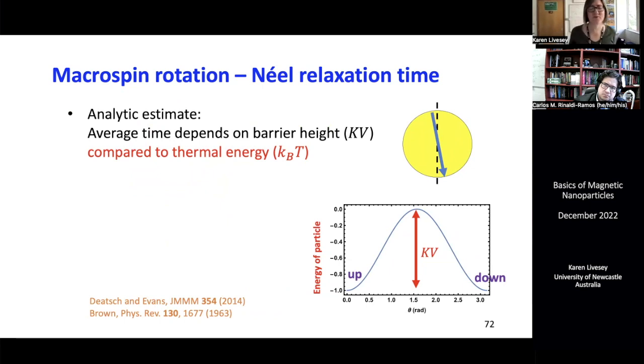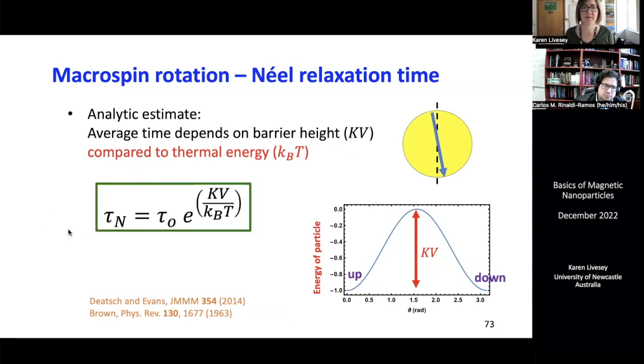I think this is just 1 or 2 more slides on Néel relaxation. We've talked about how it depends on this barrier height, KV, where K was the anisotropy constant from last time and V is volume. And it's important to compare that barrier height to thermal energy, Boltzmann's constant multiplied by temperature. When we have any sort of dynamics which involves traveling over an energy barrier, we can write down the average time for that relaxation according to what's known as an Arrhenius relationship.